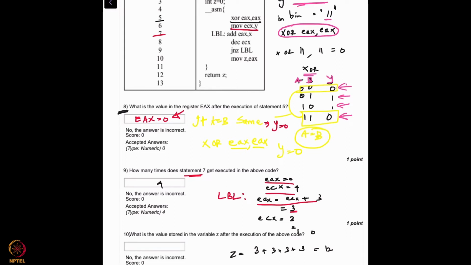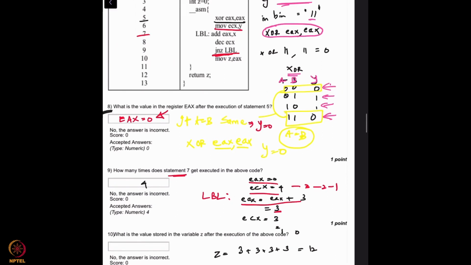That is statement 7. So EAX becomes 3 now. After that, again ECX is decremented. Now what was ECX? It was 4. Now it goes to 3, then to 2, then to 1. So whenever jump not equal to 0, jump not equal to 0 LBL, until ECX is equal to 0, it will keep going back to LBL. Here we can see that ECX is finally going to 0 over here. So statement 7 executes 4 times.